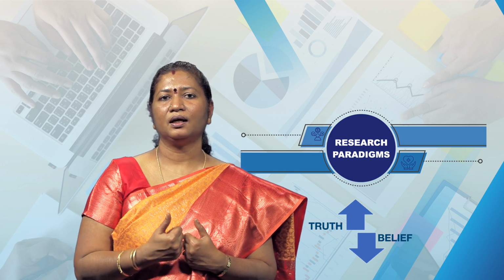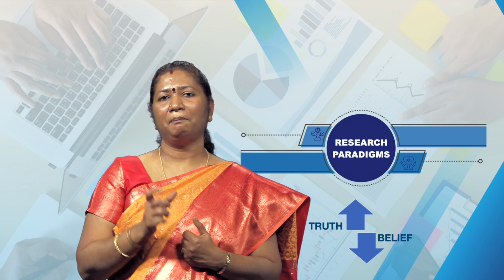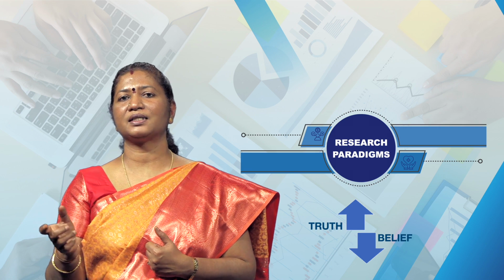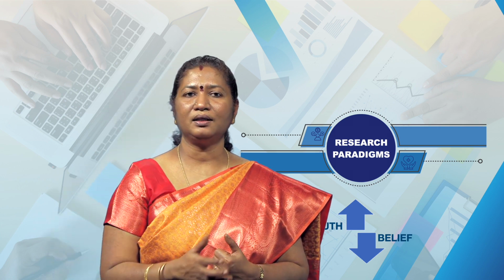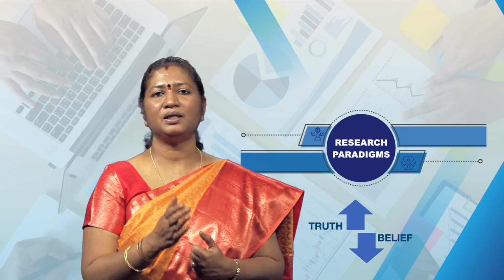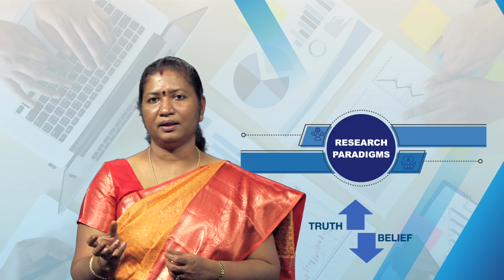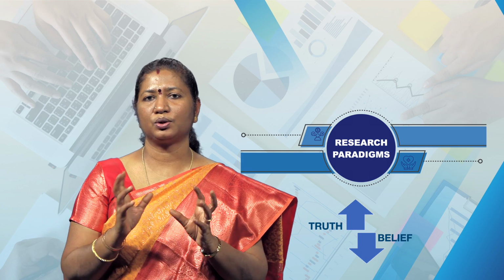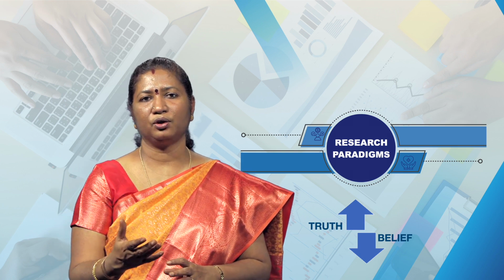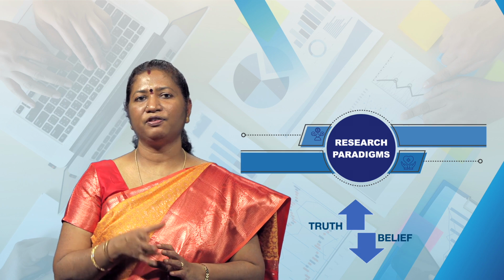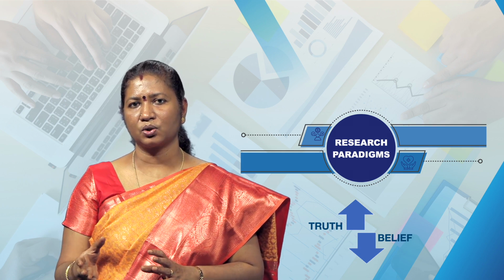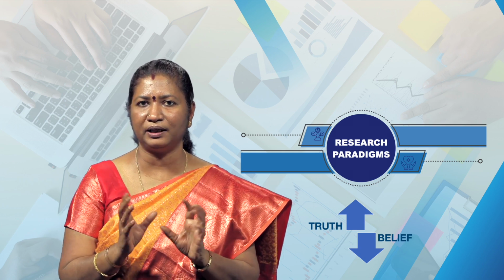For instance, a researcher might believe that price is the main factor that affects sales. Another researcher might believe that brand image is the main factor. When beliefs coincide with reality, then they become truth. Truth is a reflection of the actual world. If a belief does not correspond with truth, then it becomes a false belief.